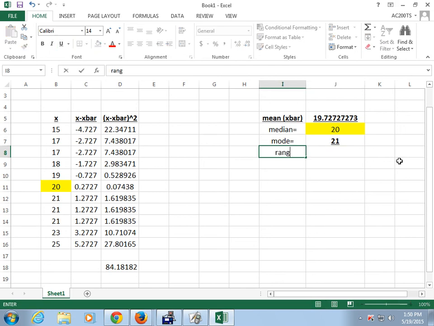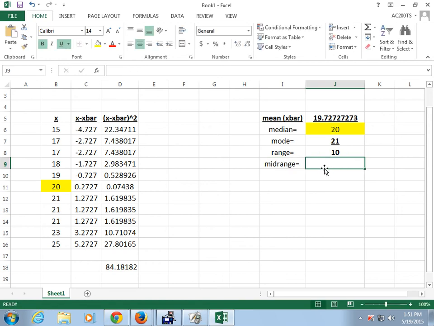Range. Range is equal to what? The highest minus the lowest. Mid-range. Mid-range is equal to what? The highest plus the lowest divided by what?